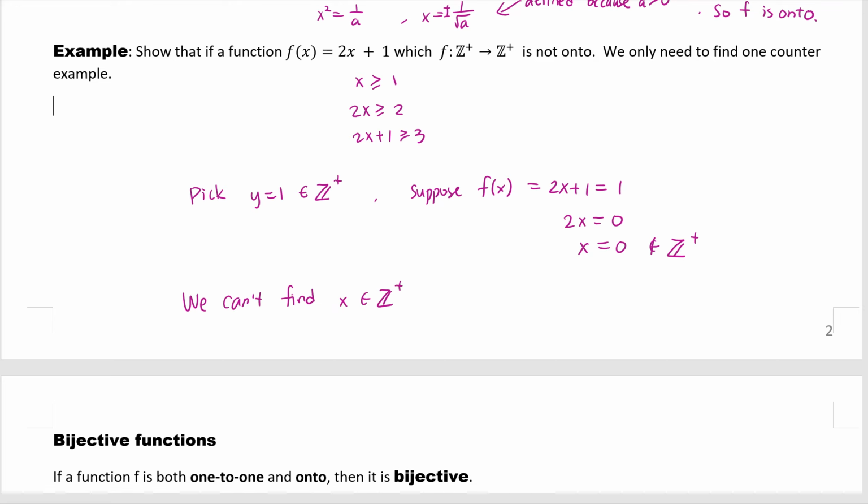So now we can find the number 1, and we can also find the number 2. You see, this is greater or equal to 3, which means nobody is mapped to 1 and nobody is mapped to 2. So you can also pick y equals 2 and show there is no x that can map to the number 2. So far so good, everybody? Let's continue.